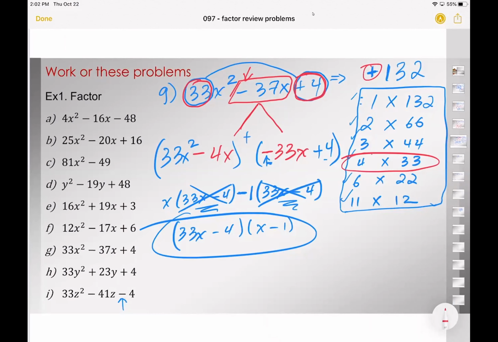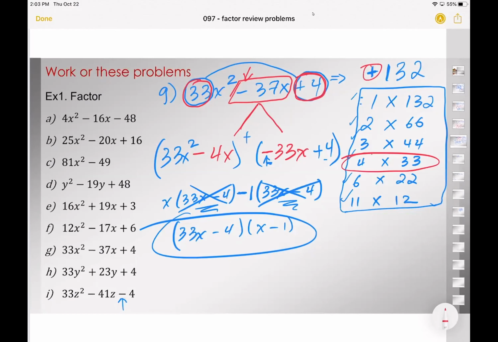this is the tedious part of the AC method, when you take the A times the C and you get this humongous number. But no matter how humongous the number, you can always take your calculator and find the multiples, right? Take 132, divide by 1, divide by 2, divide by 3, divide by 4, divide by 5, and this is what we have. And again, we did this yesterday, so let's take a look at H.